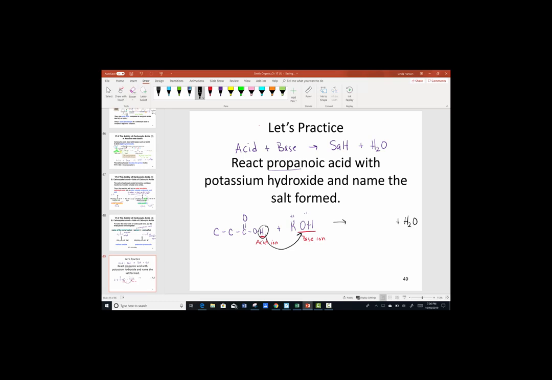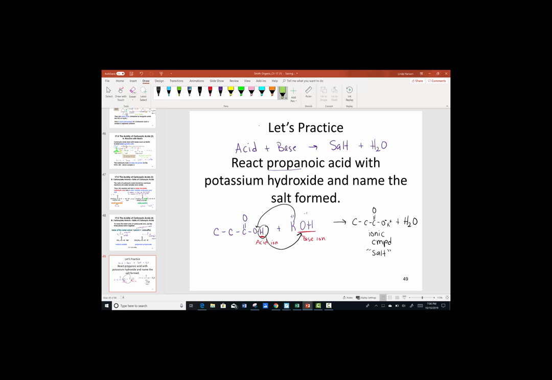The salt that forms has the positive potassium attaching to the negative region of the oxygen, and we would write that as our 3 carbons, O, and then the double bond for carbonyl attached to this oxygen. And this oxygen is negative and K is positive. So you can see that it's an ionic compound, commonly called a salt.